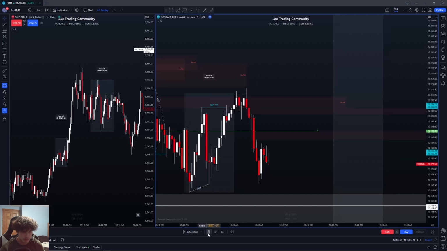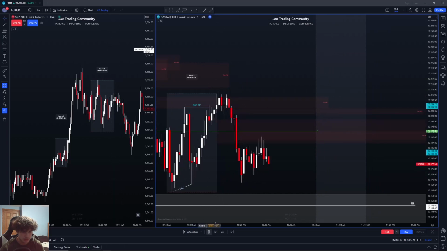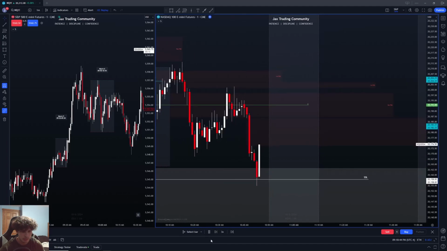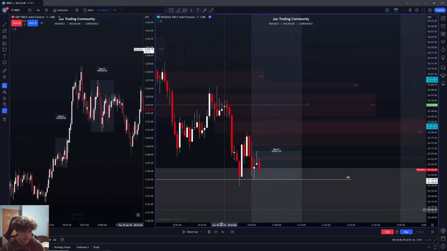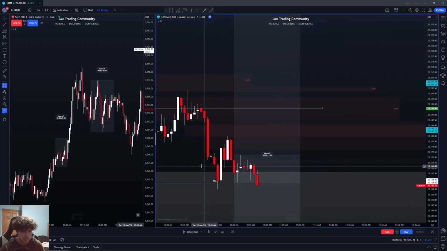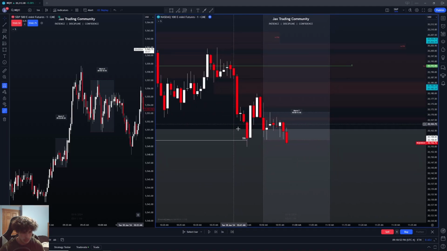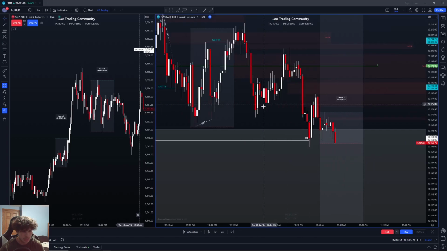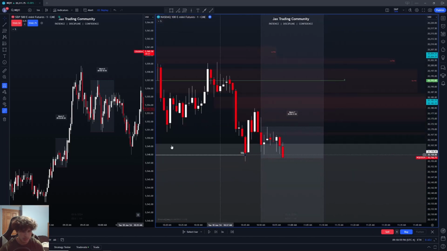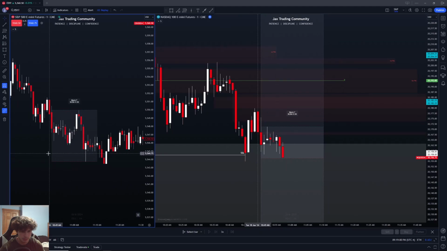We come back down right after the macro finishes. Sort of consolidate here. We have this 5 minute that we're in. That gets respected. So this 1 minute should get respected. And then we end up taking this low. So now that has happened and we have a downtrend, I do possibly want to see us maybe get a reversal here. Possibly form an SMT. So we'll see what happens.